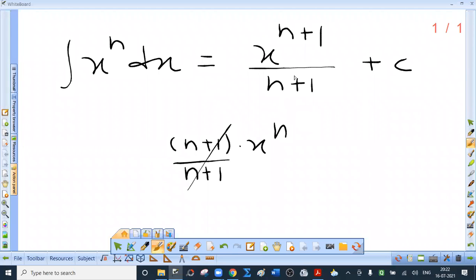You can use one more logic. Derivative of x raised to n is n x raised to n minus 1. That is, while finding the derivative, the index reduces by 1. Integration is the process which is inverse to differentiation. So while integrating, the index increases by 1. While differentiating, we multiply; integration is inverse to differentiation, so while integrating, we have to divide. This is how you have to remember this.